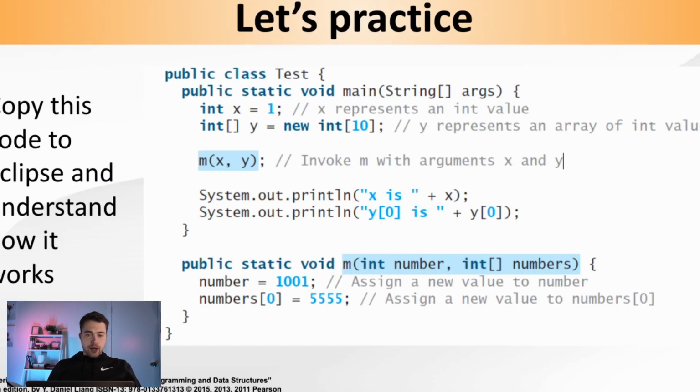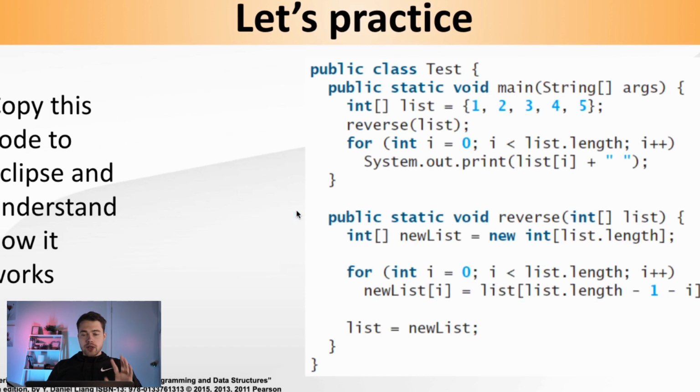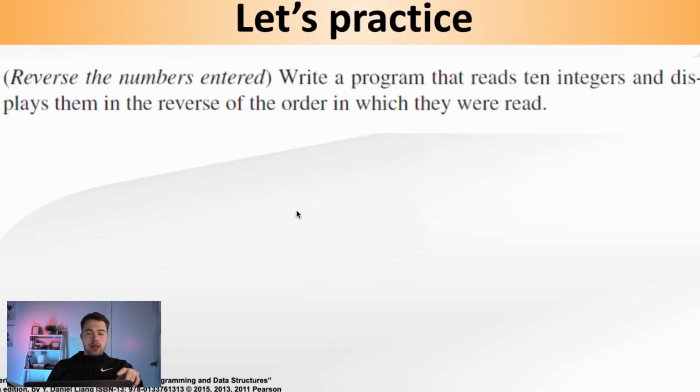And that's it for today. I want you to just copy that and see how it works. I want you to do the same thing, and reverse number entered. Write the program that reads 10 integers and displays them in reverse order in which they were read. I want you to practice with this as well. You'll probably need to create an array, maybe fill that out. How do you know the length of the array? You probably need to understand how many integers the user has typed in. Then you reverse it, and then display them backwards.